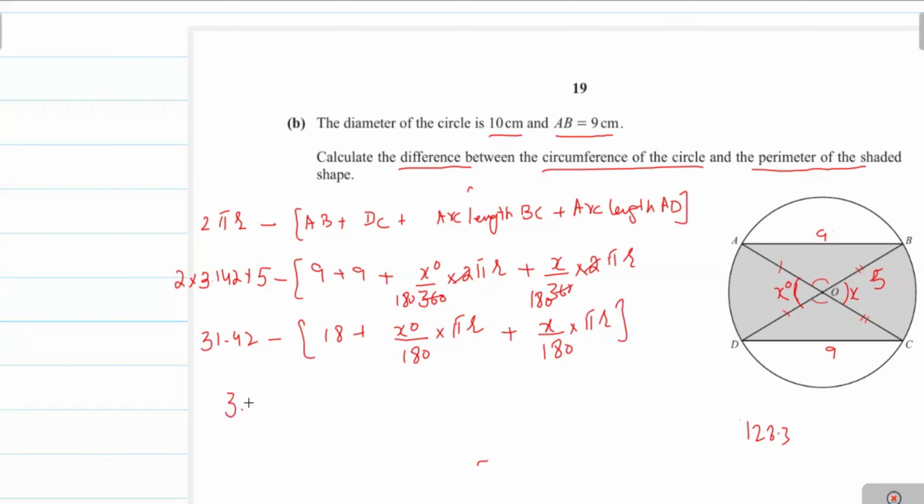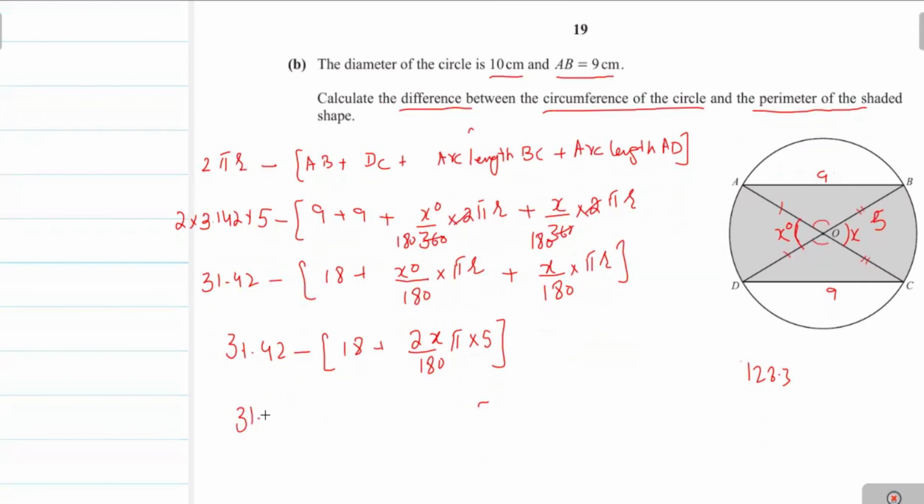Now we can write it as 31.42 minus 18. You see here x over 180 pi r plus x over 180 pi r will be 2x over 180 pi into r. R is the radius, which is 5. We can write it as 31.42 minus 18. 5 times 2 is 10, 10 over 180 is 1 over 18 pi into x. We write x pi over 18.